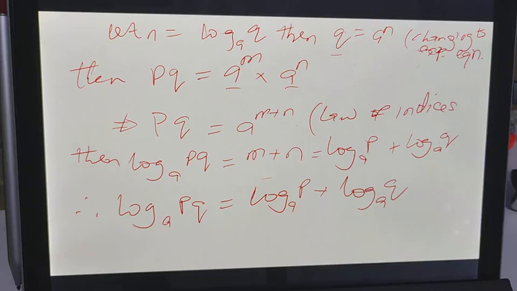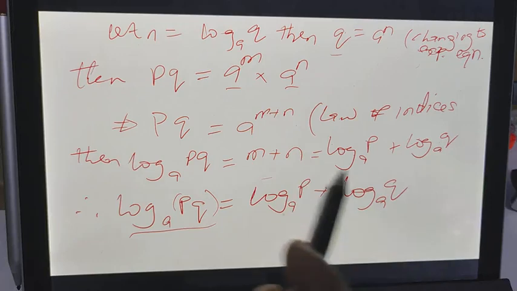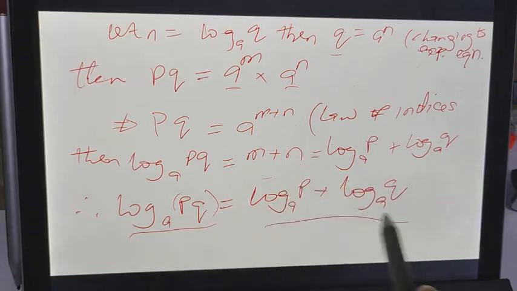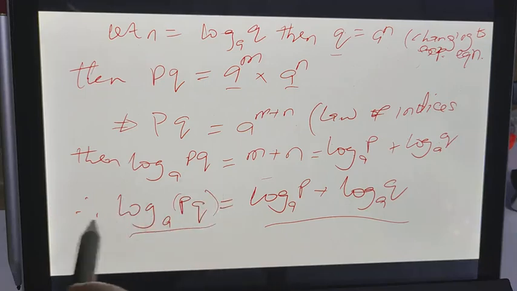That's how we prove that if you are given log of two numbers multiplied, you can write them in that manner. Or if you are given log p base a plus log q base a, you can as well write them as shown there.